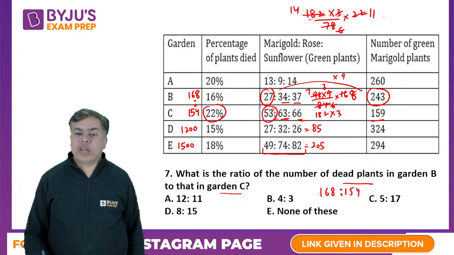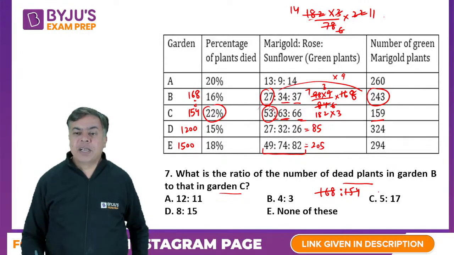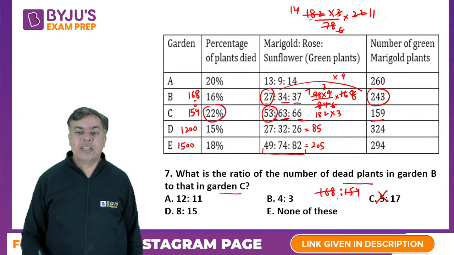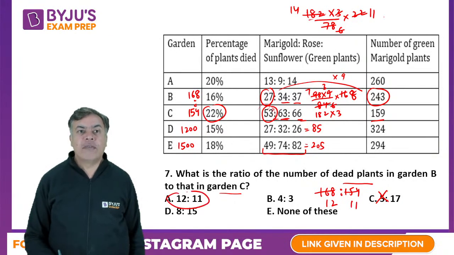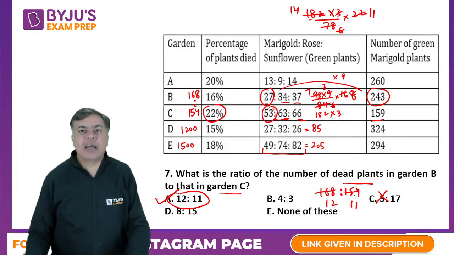If I take the ratio, out of the options I will see 5 is not possible. 4 and 3, what is the difference of 154 and 168? The difference is 14. So 14 into 1, 14 into 2, 14 into 11. So 12 is to 11. 12 is to 11 would be the correct answer.